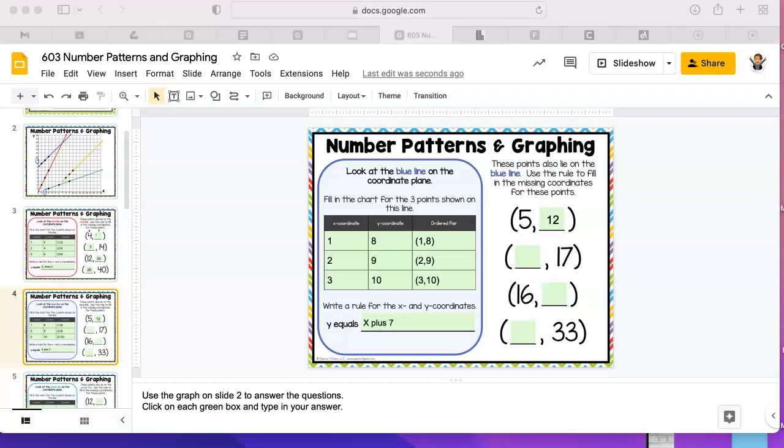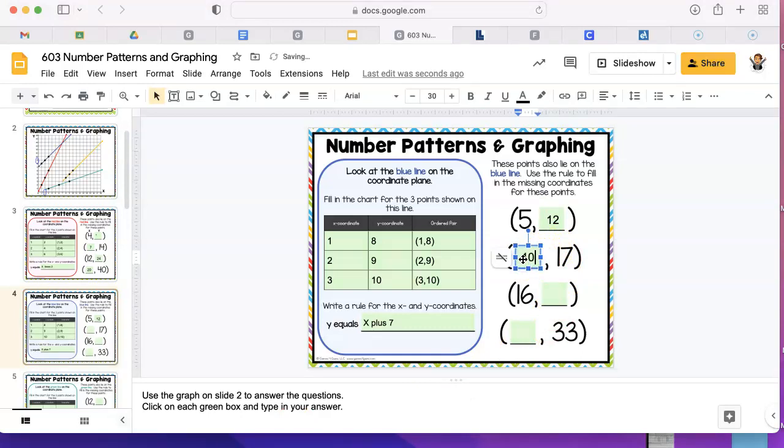All right, let's finish. Plus 7. Okay. 10 plus 7, we said, right? 10 plus 7. 16 plus 7 is 33. Okay, this one, I'm going to work backwards. 33 minus 7 is 26, right? 26 plus 7, yeah, it's 33.